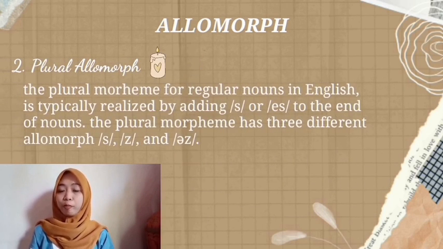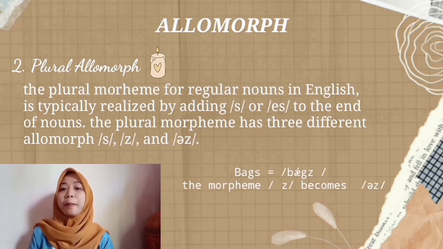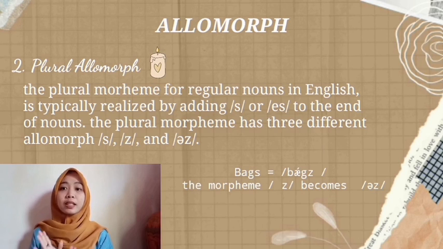The plural morpheme for regular nouns in English is typically realized by adding s or es to the end of the noun. The plural morpheme has three different allomorphs. It is like s, z, and es. For example, like bags. We can see that the symbol of plural allomorph, the morpheme s becomes z.